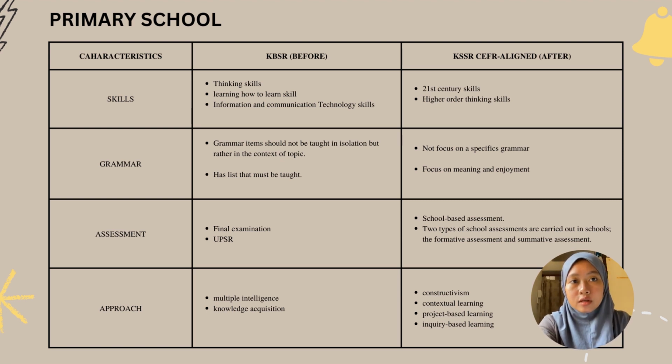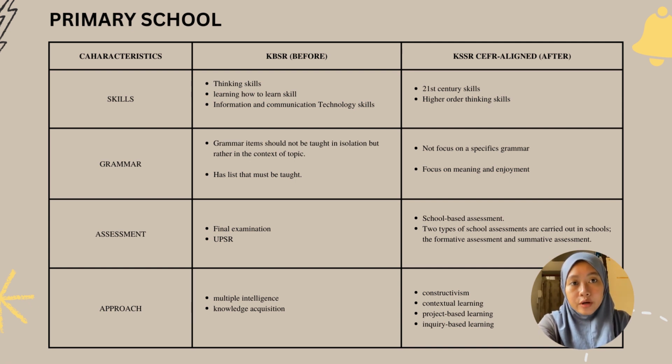We are moving to the characteristics of CEFR. To make it clearer, I made a table to differentiate some characteristics before and after CEFR. For primary school, before CEFR Align was implemented, the KBSR focused on thinking skills, learning how to learn skills, and information and communication technology skills. While in KSSR CEFR Align, it focuses on 21st century skills, which give emphasis on thinking skills as well as life skills and careers based on pure value practices. Then it also emphasizes higher order thinking skills, which is the ability to apply knowledge, skills and values in reasoning, reflecting, problem solving, decision making, innovating and creating.